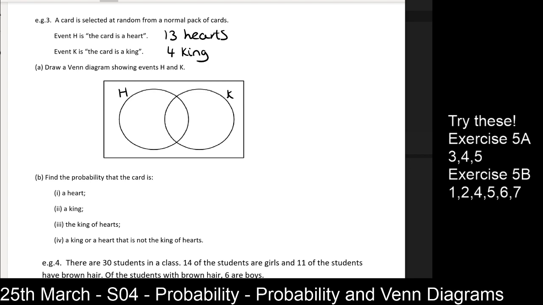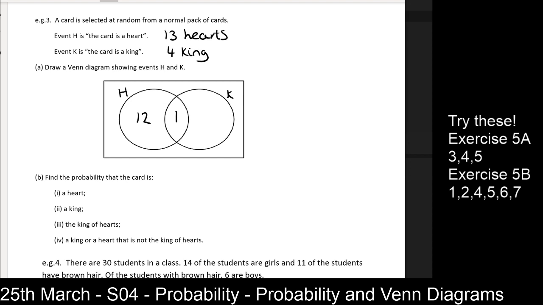Now, the other thing that I know about cards is there's only going to be 1 king of hearts. So in the centre, I just put a 1, and that's because there's only 1 king of hearts in the pack. Now, as I mentioned before, that heart circle has to add up to 13. So therefore, I need to put a 12 there. Okay, so don't just put 13. The whole circle needs to add up to 13. So I'd split that up into 12 and 1.